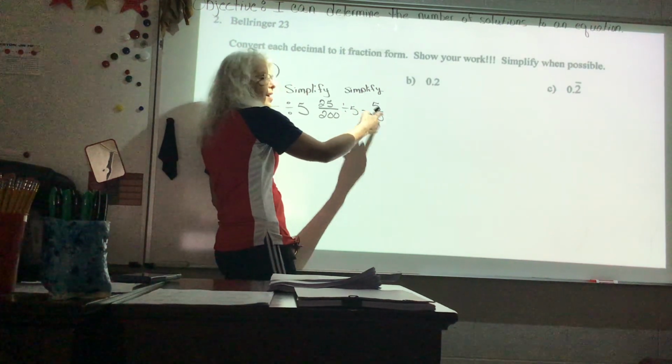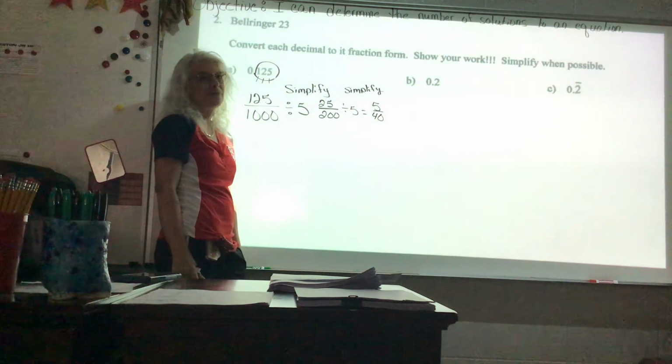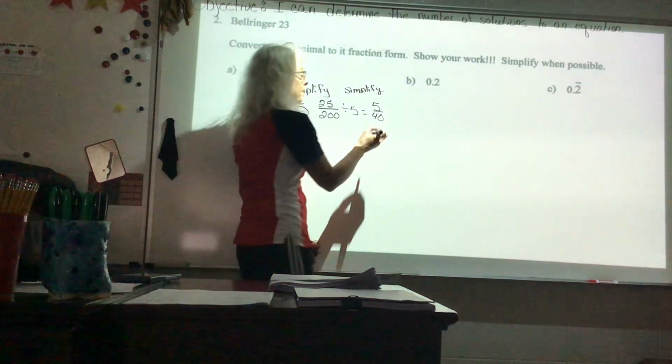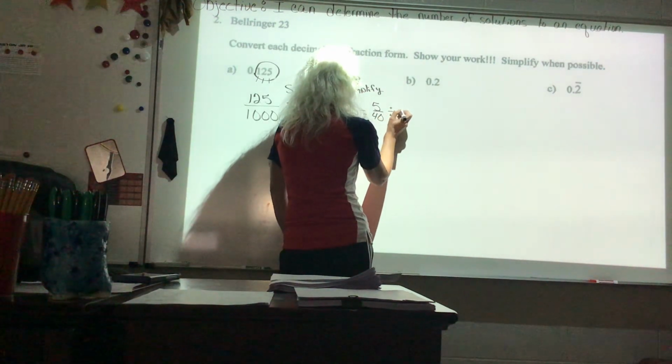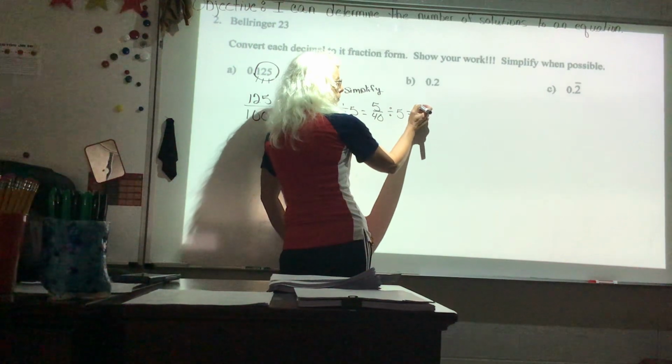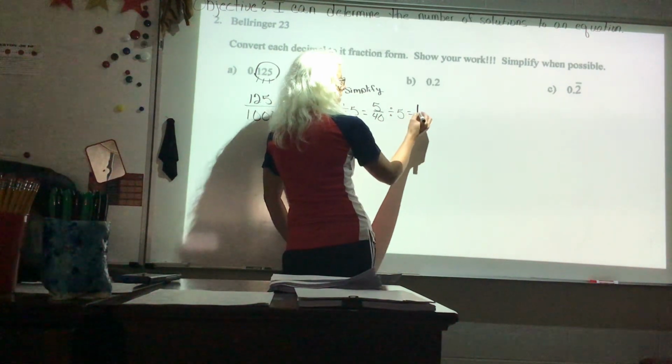Oh, one is a 5 and one ends in a 0, so I can simplify this again by dividing both of them by 5. 5 divided by 5 is? 40 divided by 5 is?